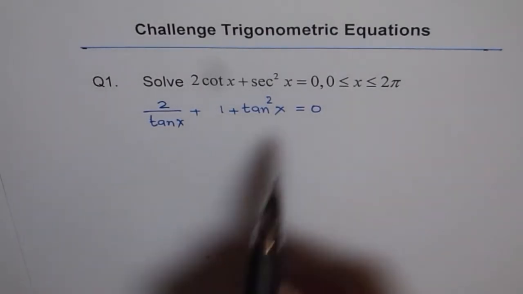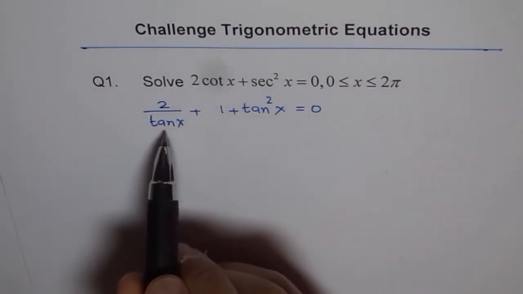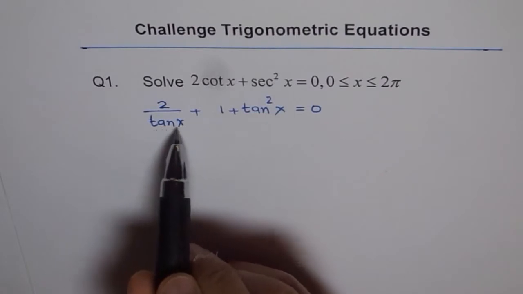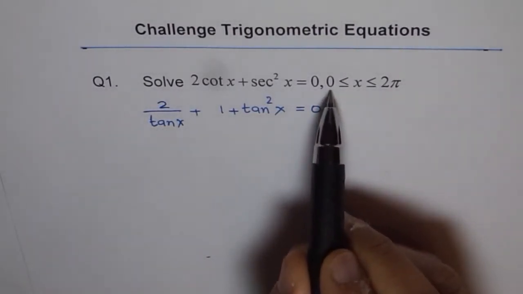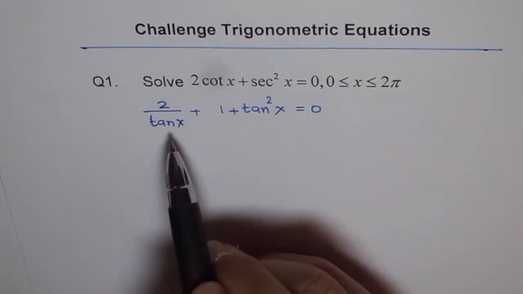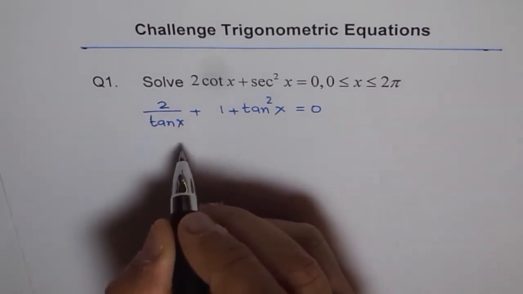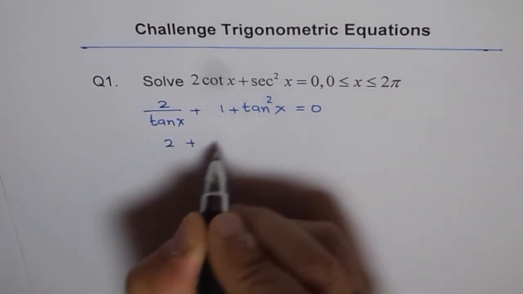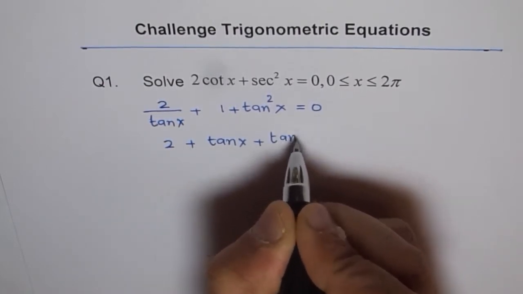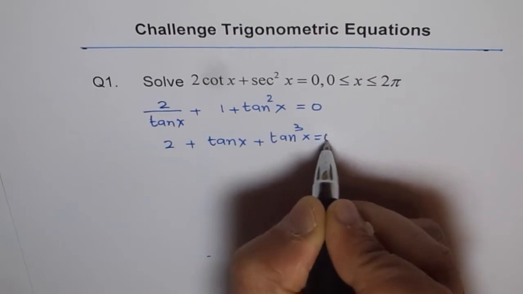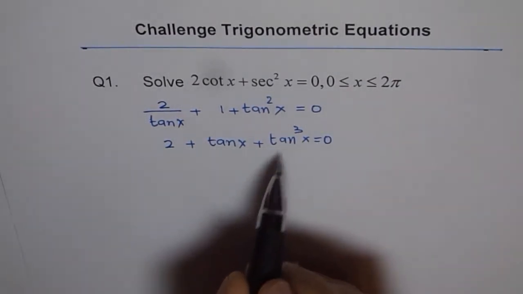Now we can multiply both sides by tan, right? And remember, since tan x is in the denominator, tan x cannot be 0 for our solution. It may be within 0 to 2π, but it cannot be 0. Okay. Now let's multiply both sides by tan x, and then what do we get? We get 2 plus tan x plus tan cube x equals 0, right?